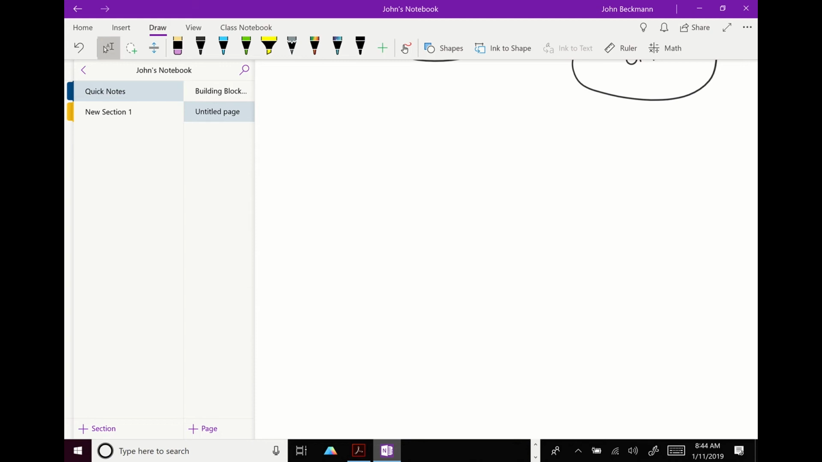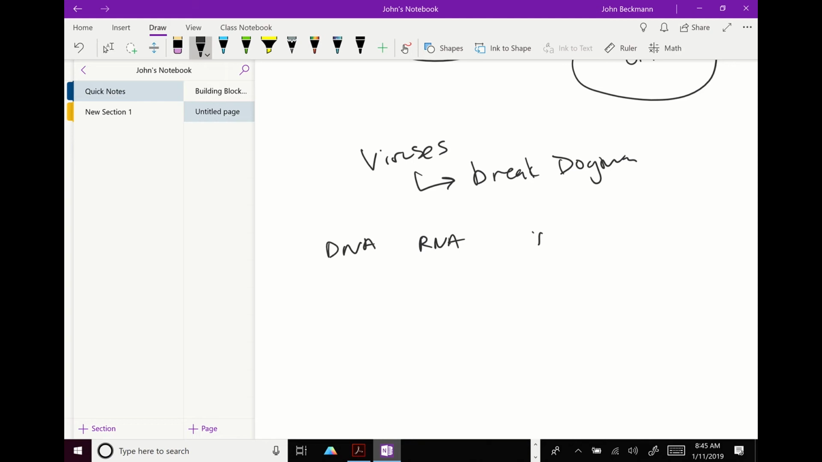So there are two other very important enzymes you want to know about, and they come from viruses. Viruses break the central dogma. Everything in biology is not black and white. We have the central dogma, which is DNA to RNA to protein, but there's an enzyme that goes backwards. It goes from RNA to DNA.